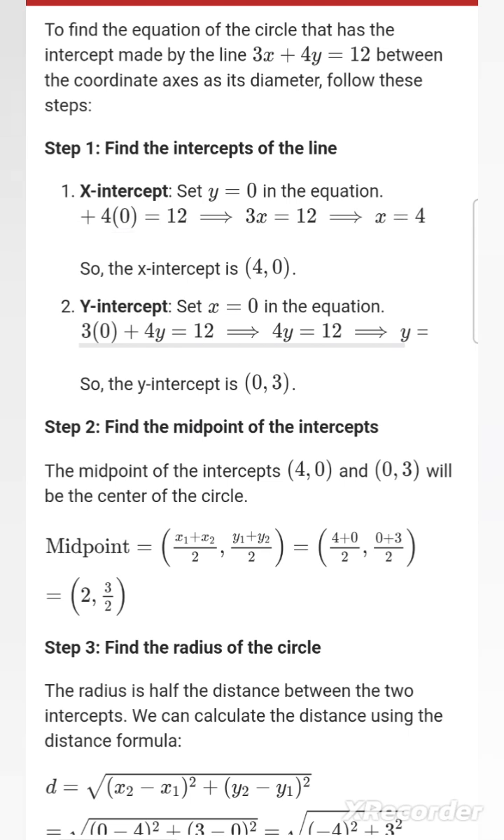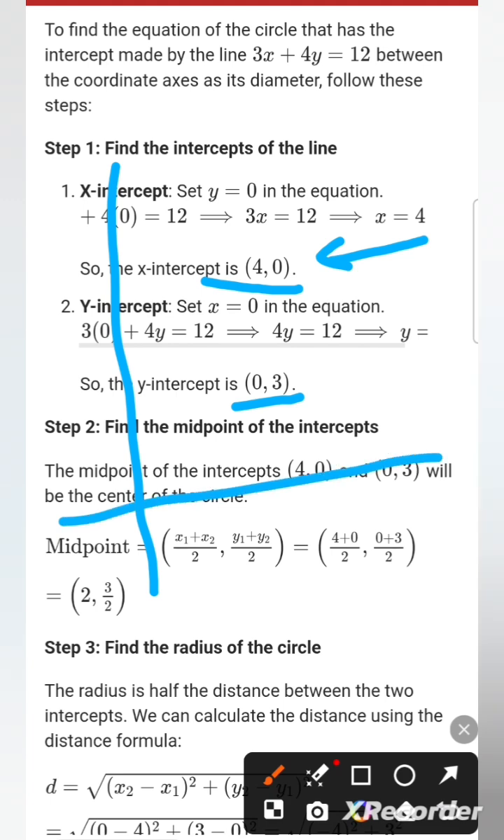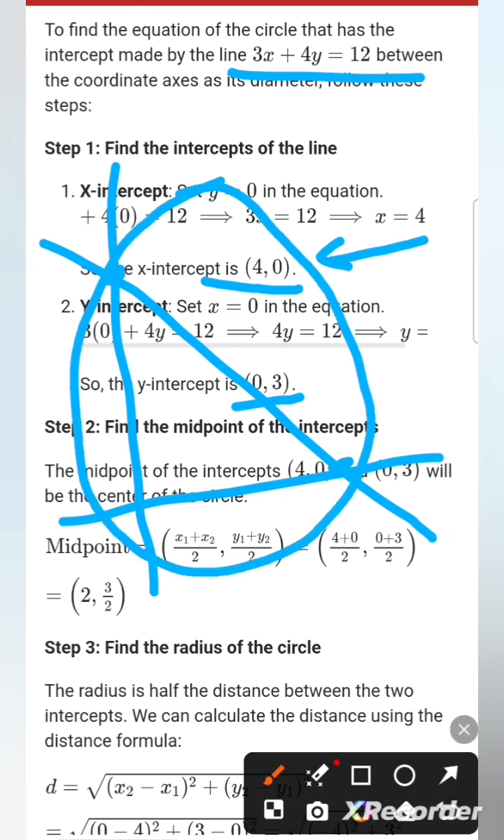That is what is done here. First you put y is equal to 0 to get the x-intercept. So the line is intersecting the x-axis at the point (4, 0), which has come from here. Similarly, put x as 0 to get the y-intercept, which has come to (0, 3). So if I draw this line, that is 3x plus 4y is equal to 12, this is the point (4, 0) and this is the point (0, 3). Now the circle is drawn with this as diameter.